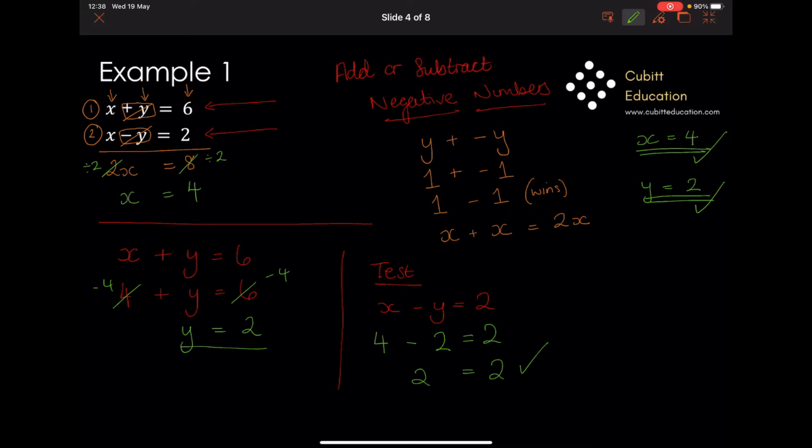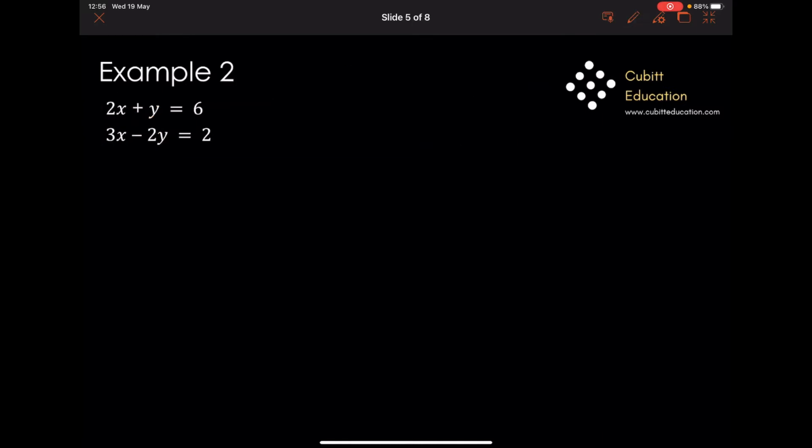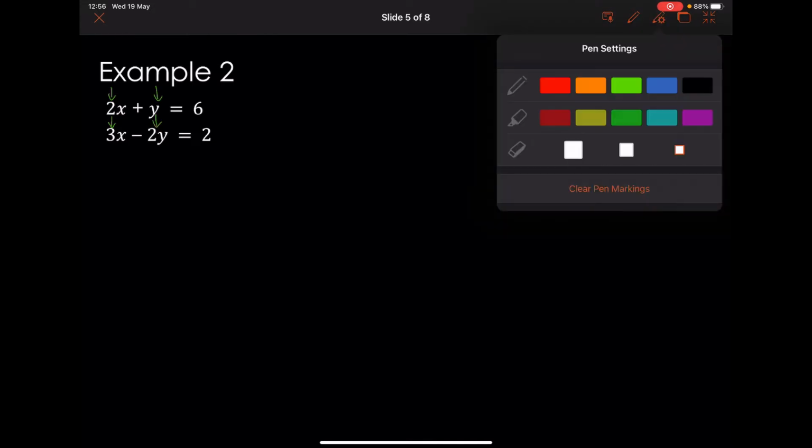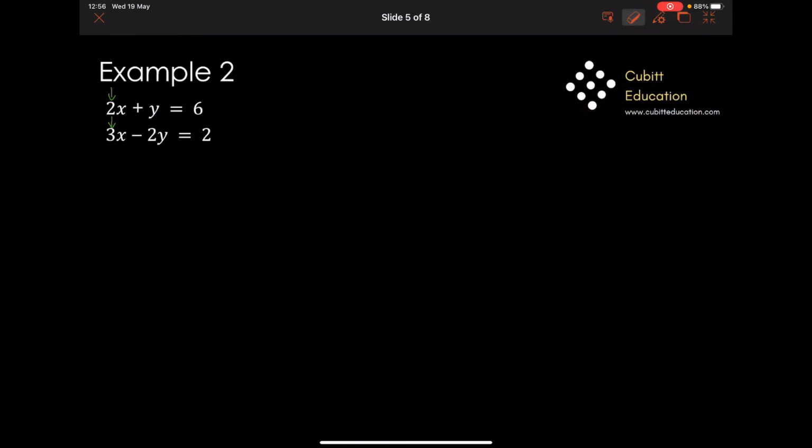Okay, let's have a look at another example then. It gets harder. So here's our second example. Now the first thing we should be able to see is that the numbers in front of x, the coefficients of x, are different, and the numbers in front of y are also different. So the first thing I'm going to do is see if I can do a similar thing to what I did before, and see if I can add them together first. Let's see if adding them together gives me an eliminated equation.